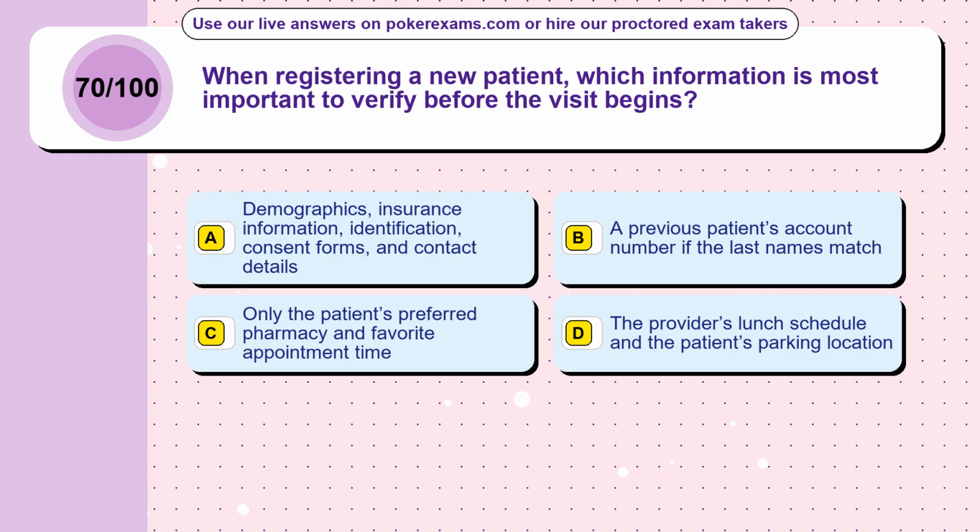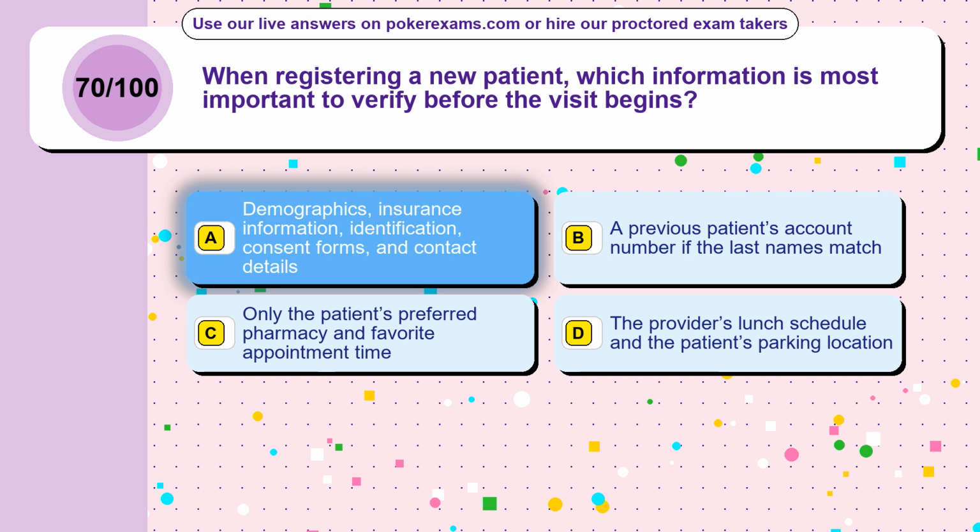Question 70. When registering a new patient, which information is most important to verify before the visit begins? Option A. Demographics, insurance information, identification, consent forms, and contact details. Option B. A previous patient's account number if the last names match. Option C. Only the patient's preferred pharmacy and favorite appointment time. Option D. The provider's lunch schedule and the patient's parking location. The correct answer is option A.